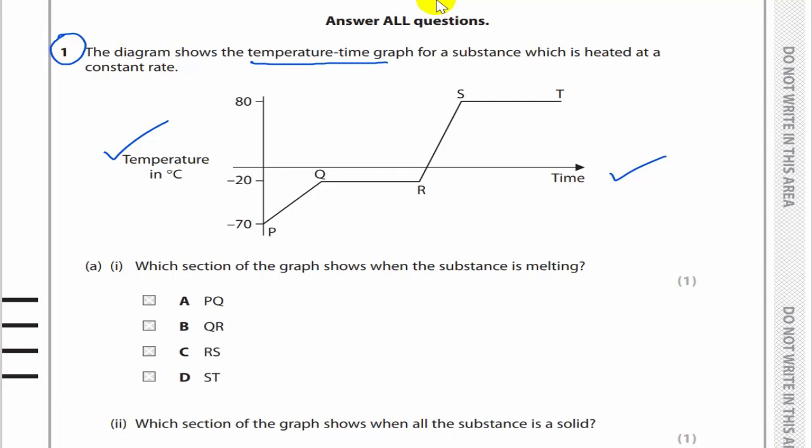Question A, Roman 1. Which section of the graph shows when the substance is melting? QR represents it, so the correct answer is option B, QR, because here solid turns into liquid. In this region, the amount of energy needed for change in state from solid to liquid is known as latent heat of fusion.